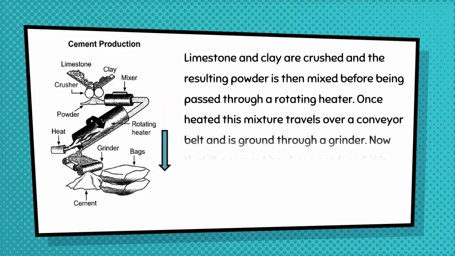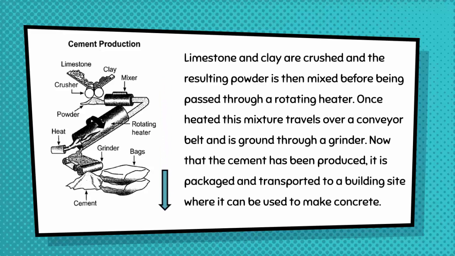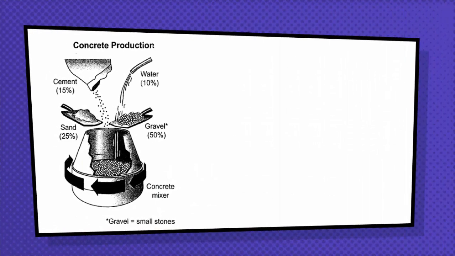Limestone and clay are crushed, and the resulting powder is then mixed before being passed through a rotating heater. Once heated, this mixture travels over a conveyor belt and is ground through a grinder. Now that the cement has been produced, it is packaged and transported to a building site where it can be used to make concrete. The fourth paragraph details the process of concrete production.